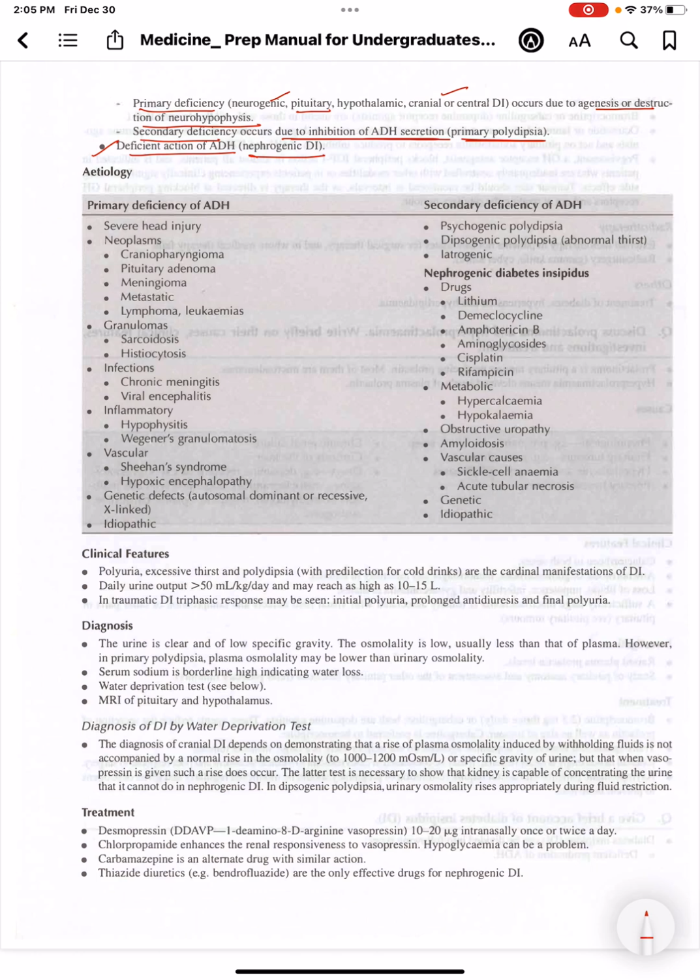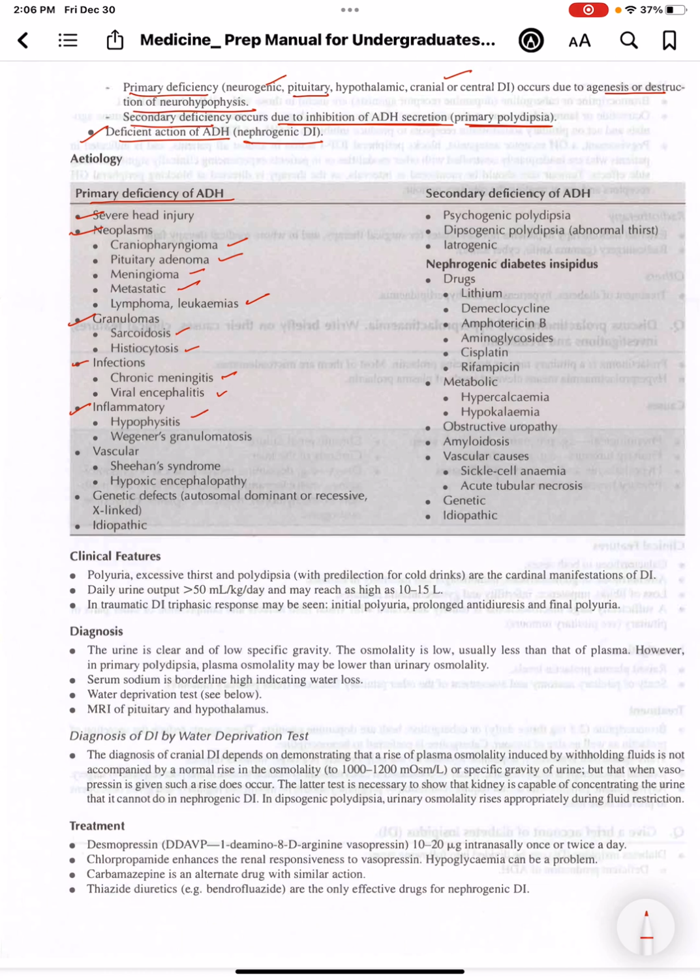What are the etiologies? The etiologies first of primary deficiency of ADH: they can be severe head injury, neoplasms like craniopharyngioma, pituitary adenoma, meningioma, metastatic lymphoma or leukemias. Granulomas like sarcoidosis and histiocytosis, we can see the primary deficiency of ADH. Next is infections like chronic meningitis and viral encephalitis. Next is inflammatory like hypophysitis, that is inflammation of hypophysis or pituitary gland.